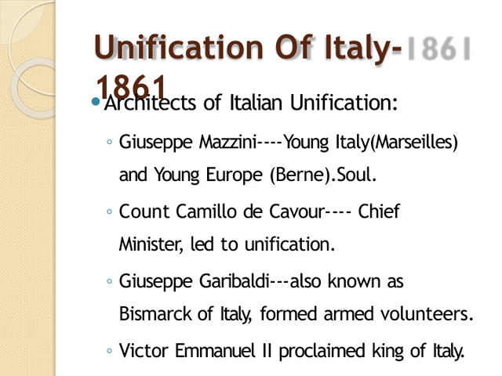Next, there's Count Camillo di Cavour, who played a crucial political role as the chief minister. His leadership and strategic diplomacy helped guide Italy toward unification through careful political maneuvering and alliances. Cavour was essentially the mastermind behind the scenes, steering the process forward. Then we have Giuseppe Garibaldi, often called the Bismarck of Italy because of his military skills. He organized armed volunteers, known as the Red Shirts, who fought to free various parts of Italy from foreign control.